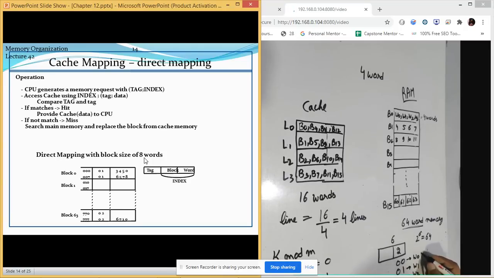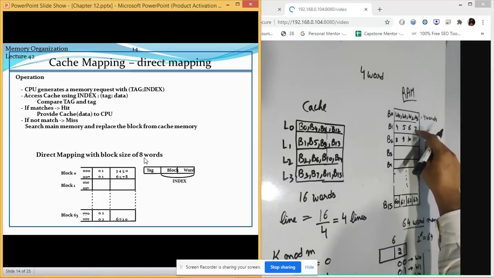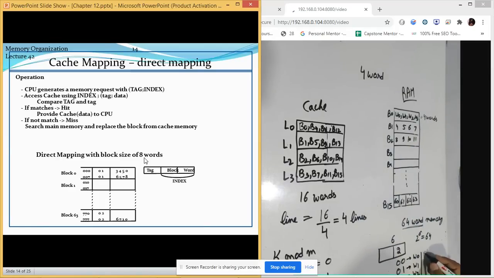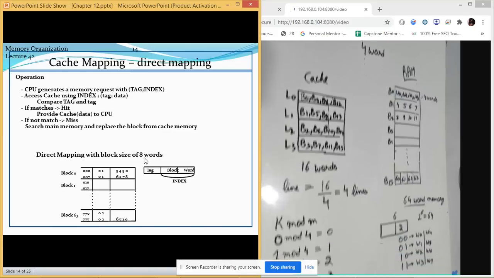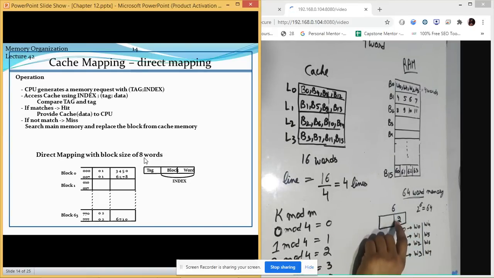So same for the next, if we refer to this, 0 0 will tell that it is W4, this will tell it is W5, W6, W7. So how many bits are required to refer all these words? Only 2 bits. And how many are remaining out of 6? 4. So 4 bits will be telling us about the block, which block it is.